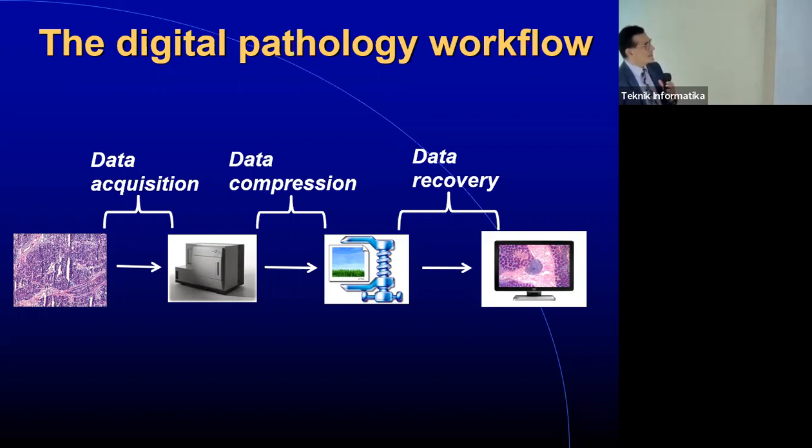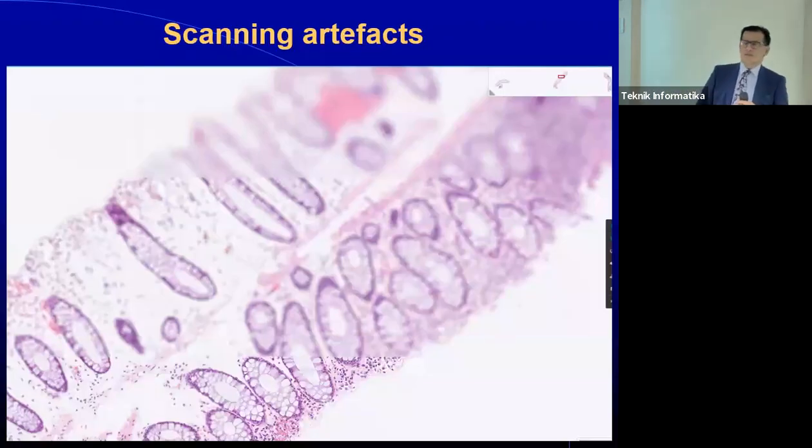You just put your glass slide into a scanner, but different scanners have different profiles. Scanner A may produce a particular profile, scanner B on the same tissue section may produce a different profile. So there's a source of variation there as well. The way the data is handled can also produce some variation. You can have lossless compression, you can have lossy compression, which results in some loss of data, depending on what algorithm you use can affect your data. And then eventually the data you recover may then also be affected. So data recovery may be influenced. So you've got all of these sources of variation.